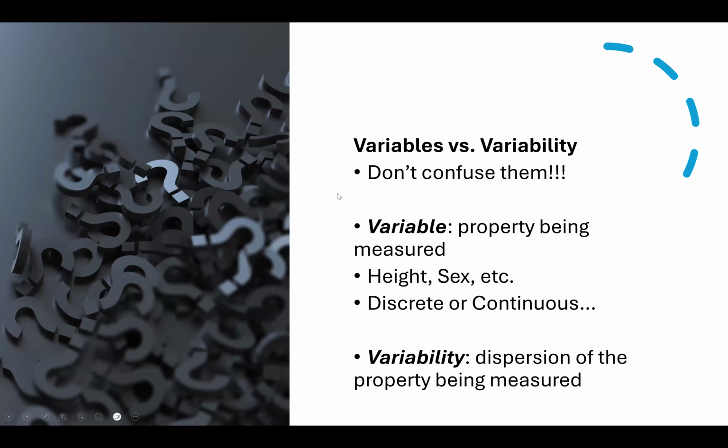So variables versus variability, don't confuse them. A variable is something that's being measured, right? Like height, sex, color, it's either discrete or continuous. Variability is the dispersion of that property. So say we're measuring height, okay? Variability means how many different heights there are in a group, okay? If all of the people in the classroom are between 5 and 6 feet, are they closer to 5 foot or closer to 6 foot, right? What's the variability in that? Does that kind of make sense?